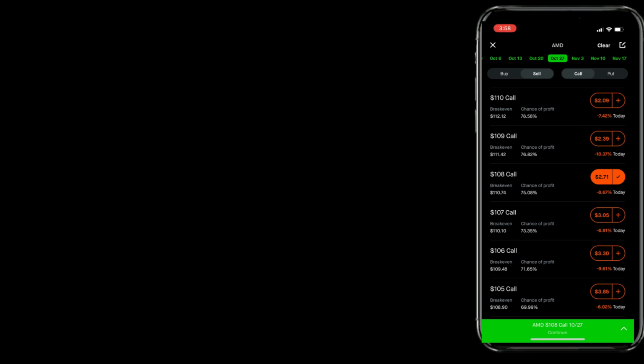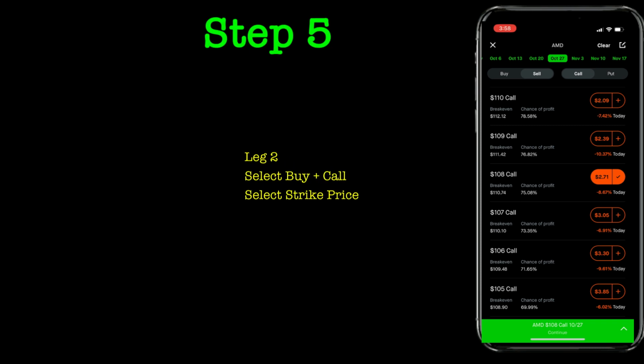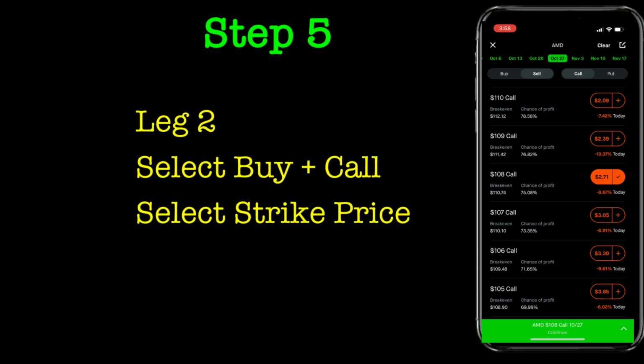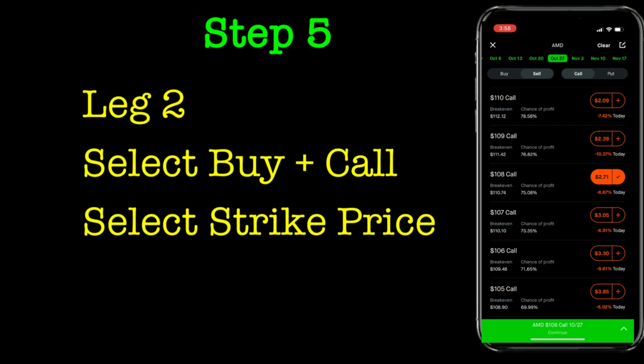Now step 5 is, once you have selected the sell call strike, the next thing you do is you select a strike price for the buy call. So you select buy a call, you buy right above your sell call. So 109 is what you select here.